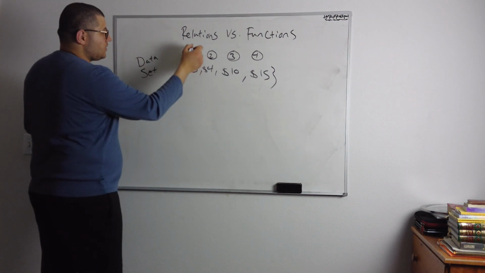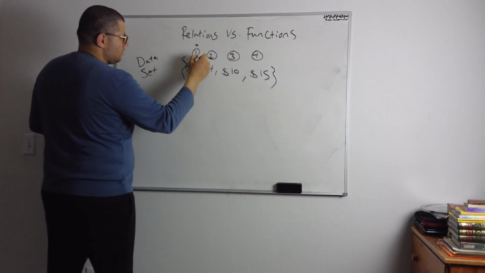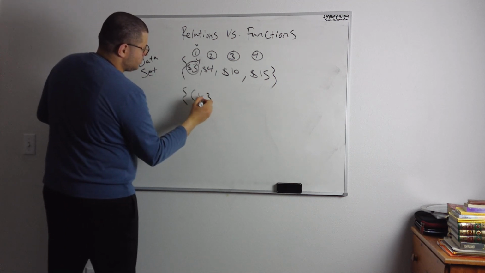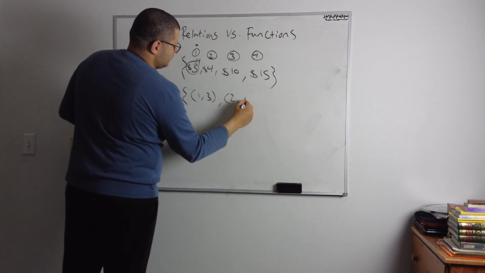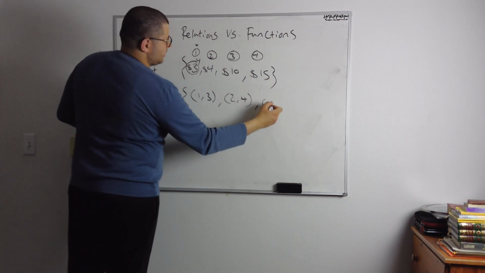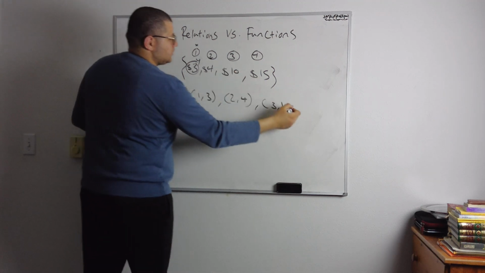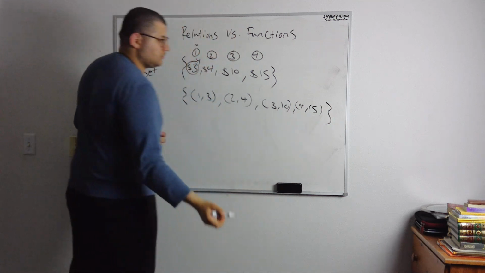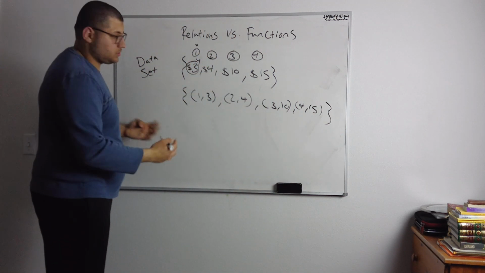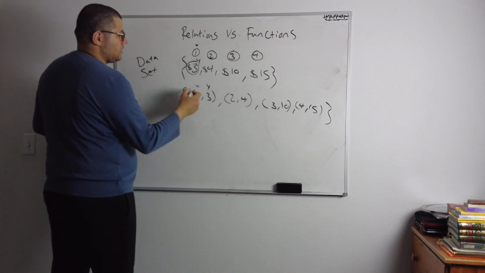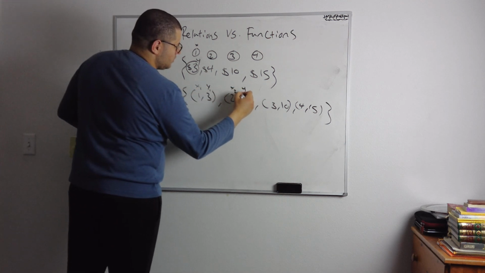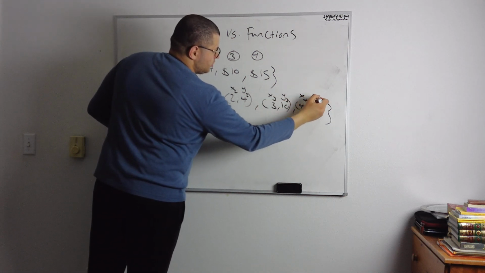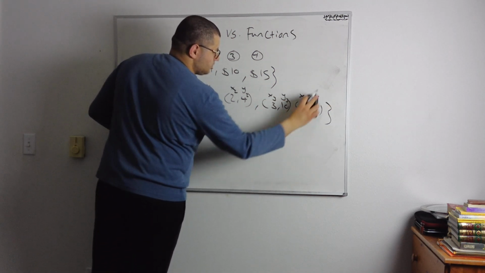But another way of writing it is this is the x, and this is the y. So another way of writing it would be (1, 3), (2, 4), (3, 10), (4, 15), to represent either a relation or a function. As this is the x, this is the y: x1, y1, x2, y2, x3, y3. Each input has its own output.